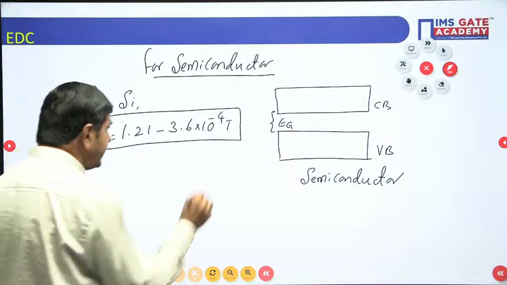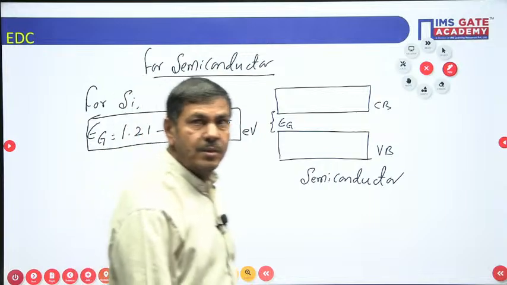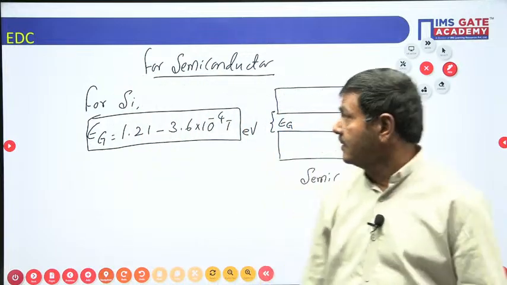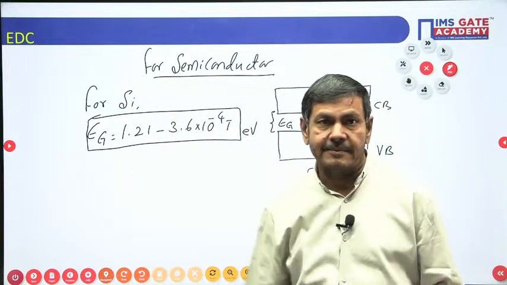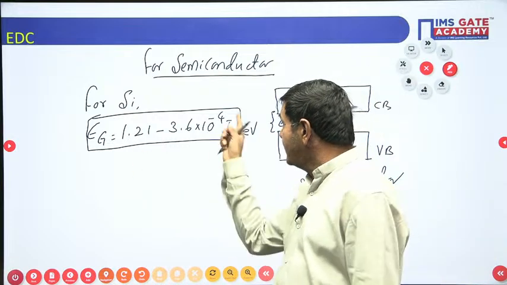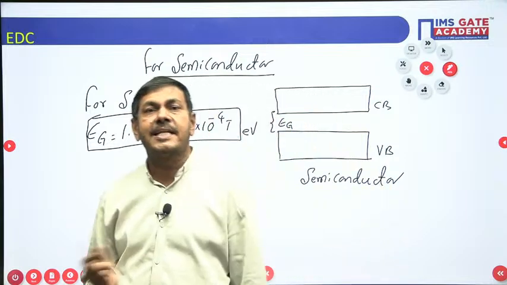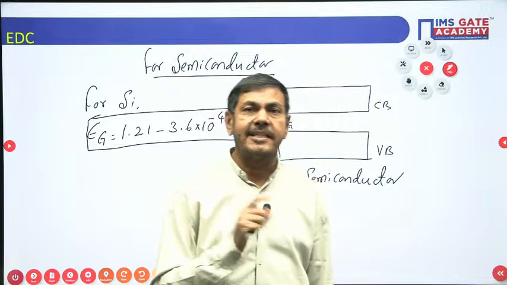But it comes in electron volts only. Its value will be in electron volts. This is for silicon. So this is the forbidden energy gap, given in terms of the temperature only. That means the variation of the temperature can change the forbidden energy gap.